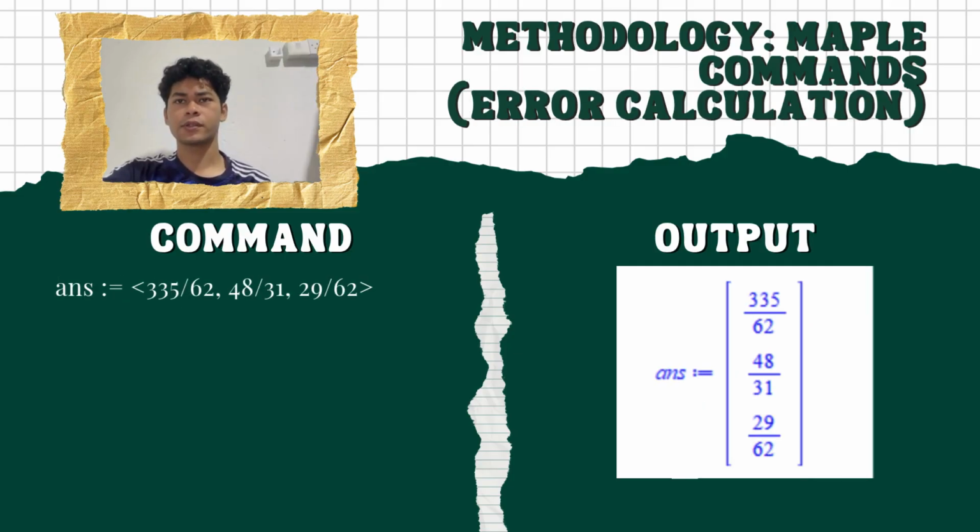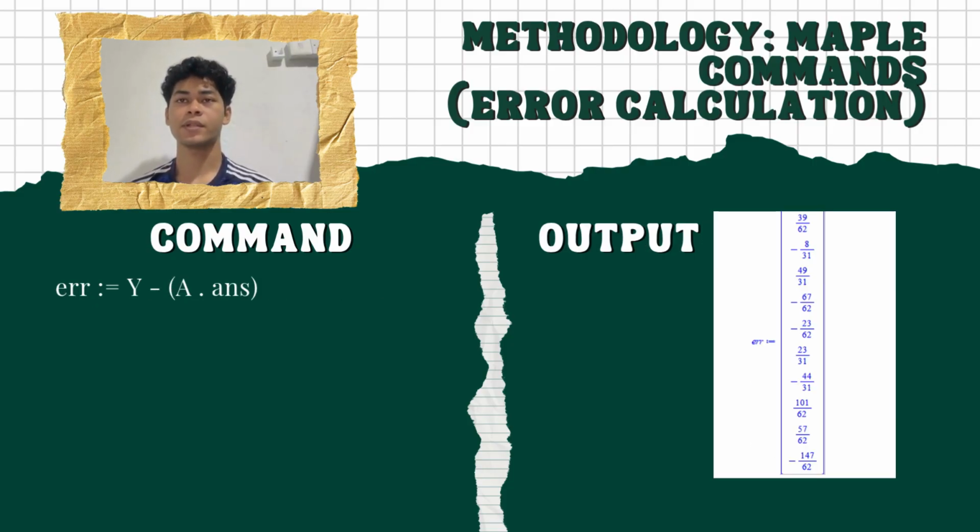Moving into the error calculation phase of our methodology, we begin by establishing our final answer U vector using Maple. As shown here, we define our solution variable, and then Maple processes this syntax directly, outputting the simplified rational vector you see on the right. These vectors serve as the foundational baseline for determining our model precision.